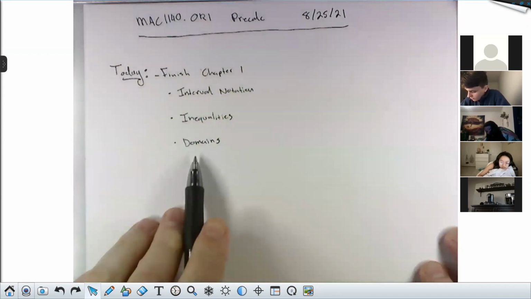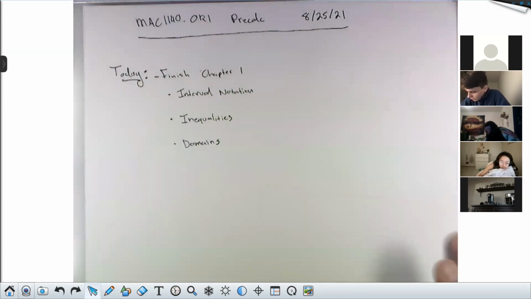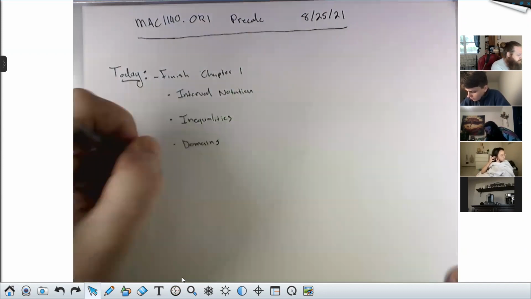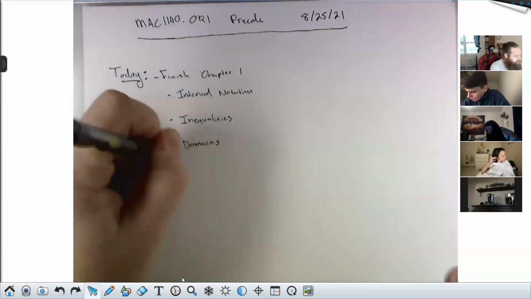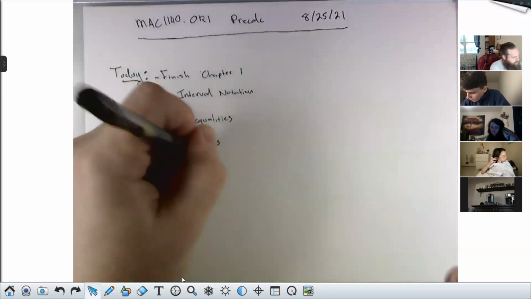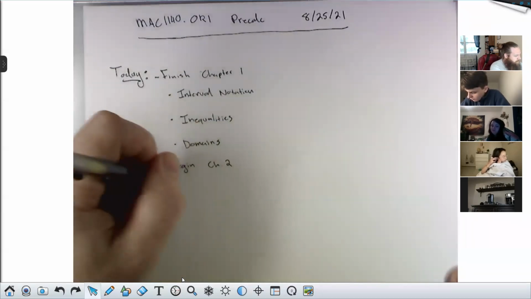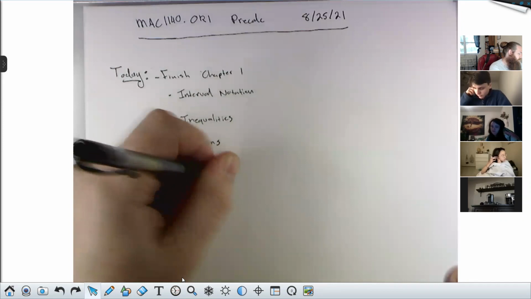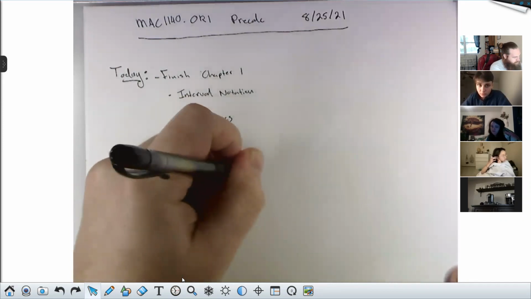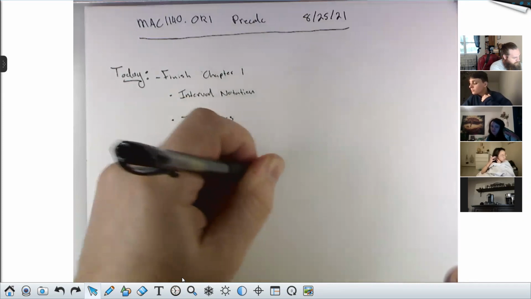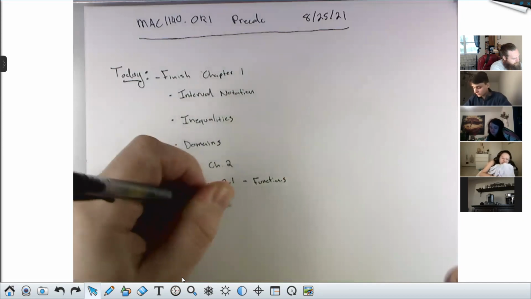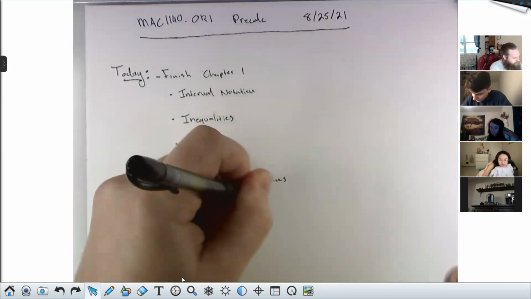Now, talking about a domain kind of implies that you know what a function is. A domain is something that a function has. So it's a little bit ironic that we're going to talk about this before we get into chapter 2, which we're also going to be doing today. Because we're going to talk about section 2.1, which is the definition of a function, or just the section is called functions. And 2.2, which is graphs of functions.